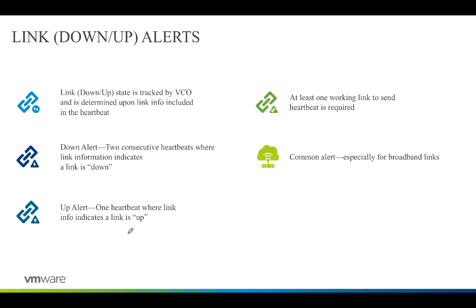When two consecutive heartbeats are missed, that is the time when we trigger the link alert. Again, we are collecting the data plane information here. The data plane is the VPN overlay, those overlay tunnels which are built. The minimum requirement for this alert to get triggered is that there should be at least one link or one connection to the VCO so that it can receive those heartbeats.